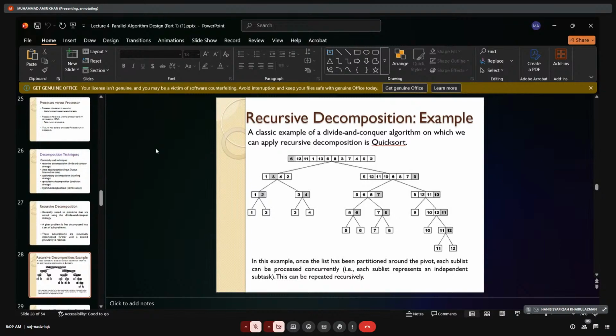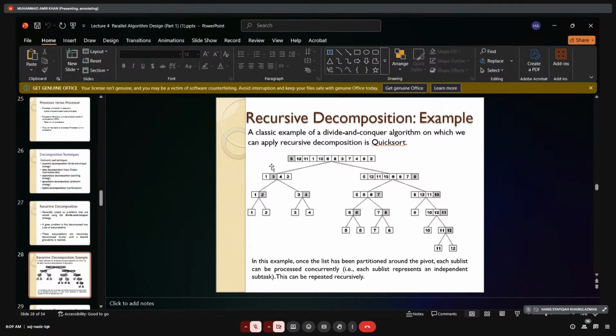Quick sort algorithm. You already learned this algorithm in data structures. In quick sort, we have a list of numbers. Like here we have 5, 12, 11, 1, 10, 6, 8, 3, 7, 4, 9, 2. This list of numbers, how do we sort this? First of all, we have to select the pivot value. Any value we call the pivot value.